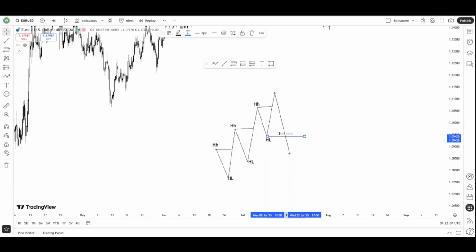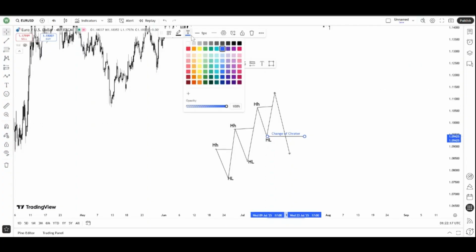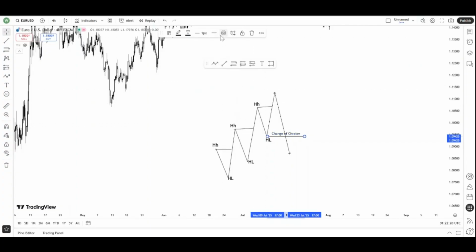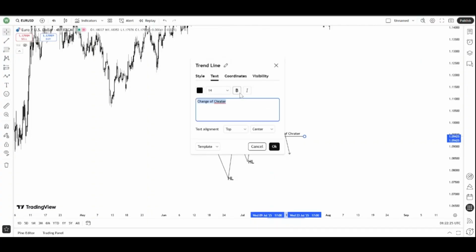Change of character. All right, so let me just put this on black. Let me hide it. Increase the text to 18.